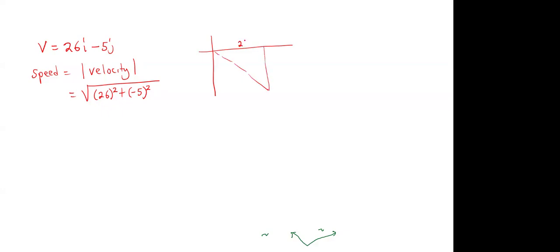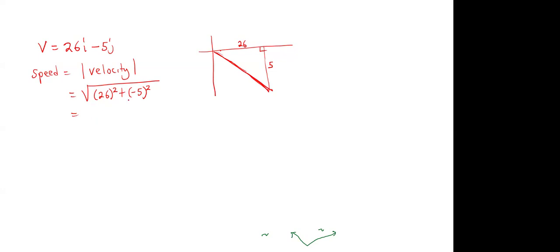Whereby this is where you have your 26 and this is where you have your 5. So that is the velocity, that is the pictorial representation. So speed is just this line here that you are trying to obtain, and to obtain it, you use the Pythagoras theorem. So that's why we just say this.